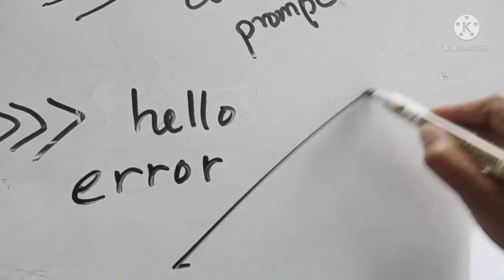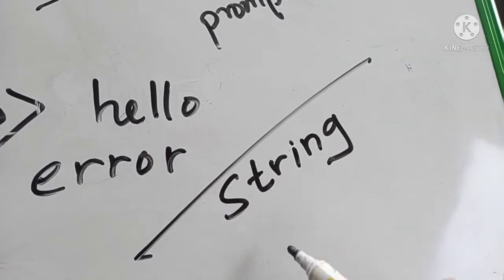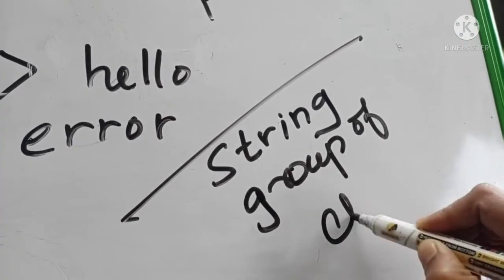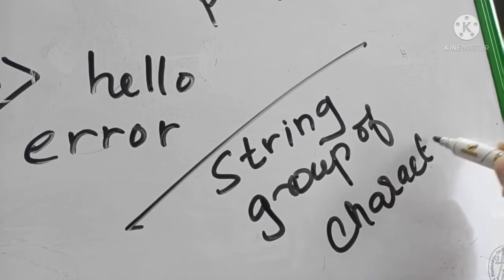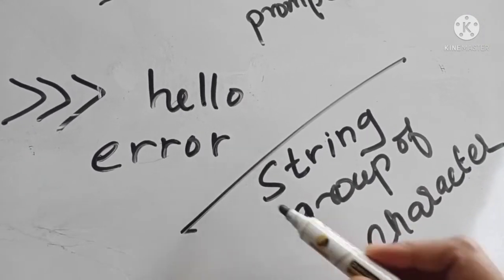Because, listen carefully, a string means a group of characters. Group of characters does not necessarily mean alphabets. It can be numbers also.